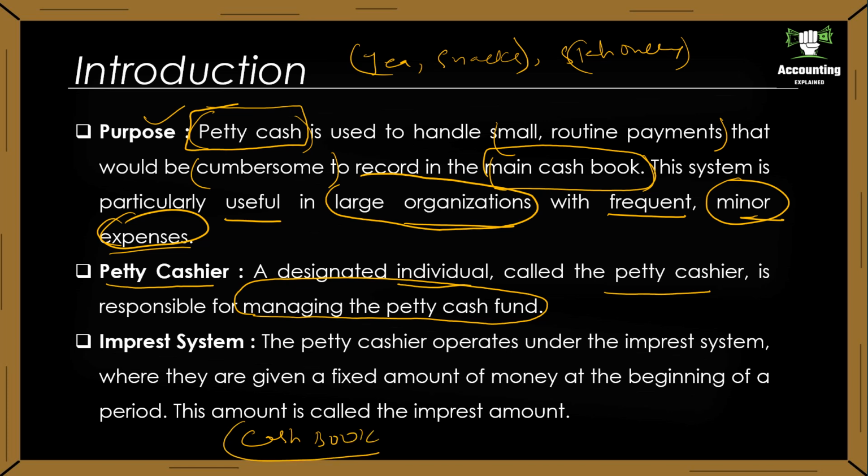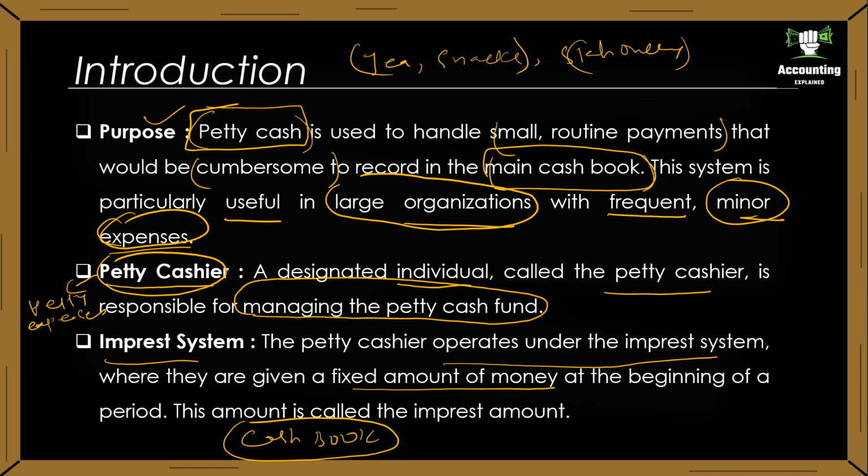Similarly, the company or the business will appoint a person called petty cashier to handle petty expenses. Okay, Imprest System. The petty cashier operates under the Imprest System where they are given a fixed amount of money at the beginning of a period. So, the petty cashier will be given, for example, ₹1,000 to meet the petty expenses for 1 week.